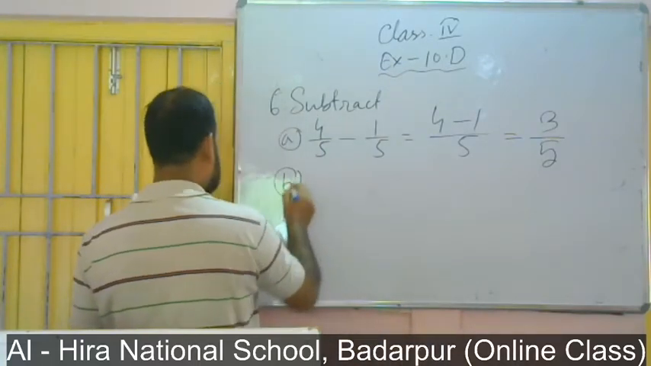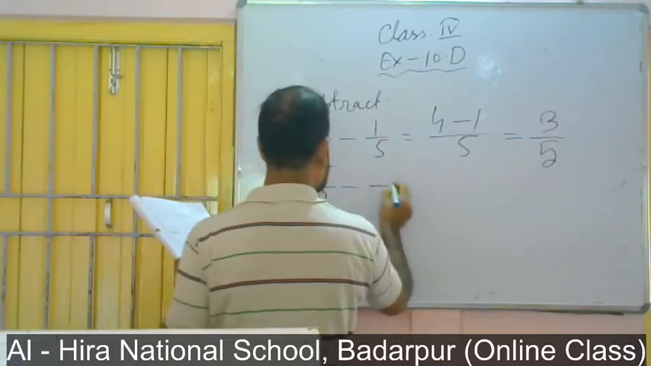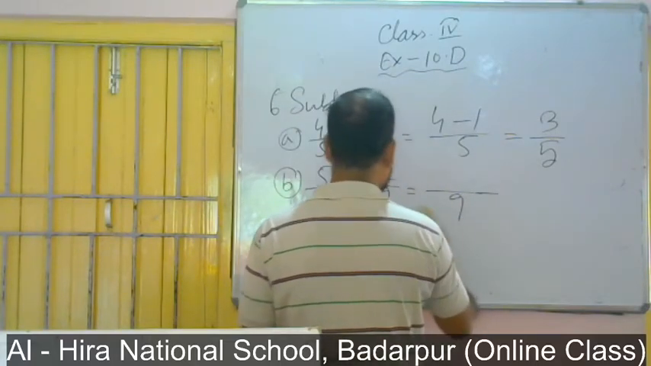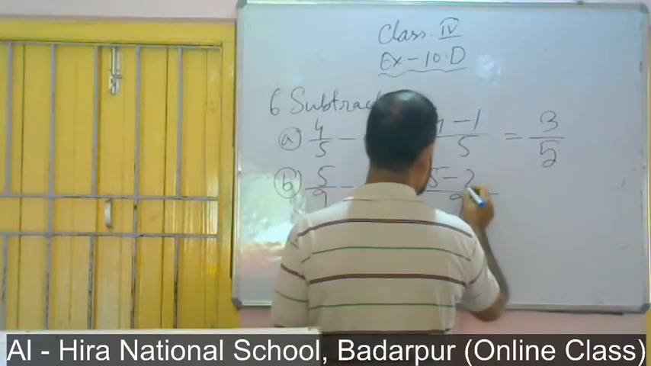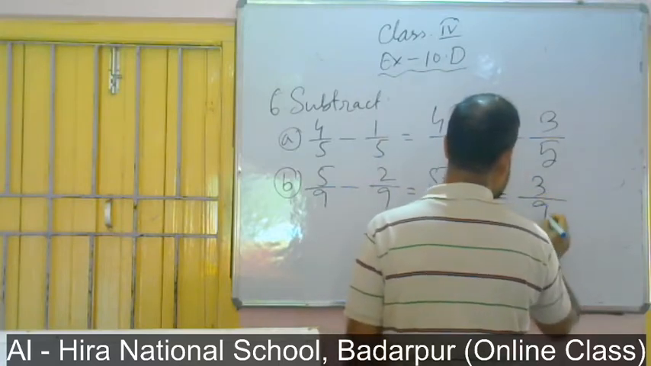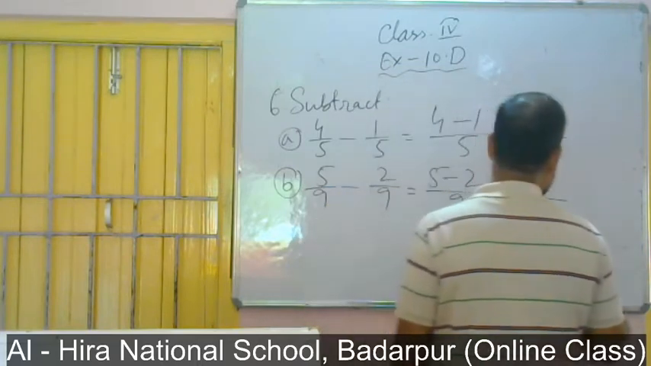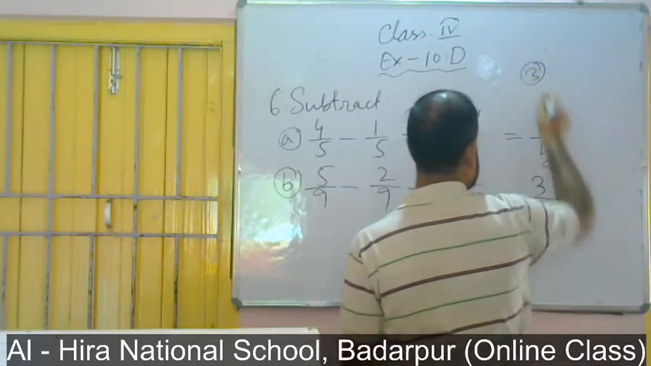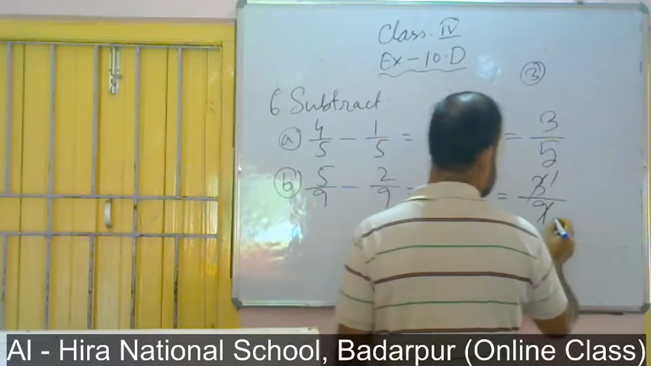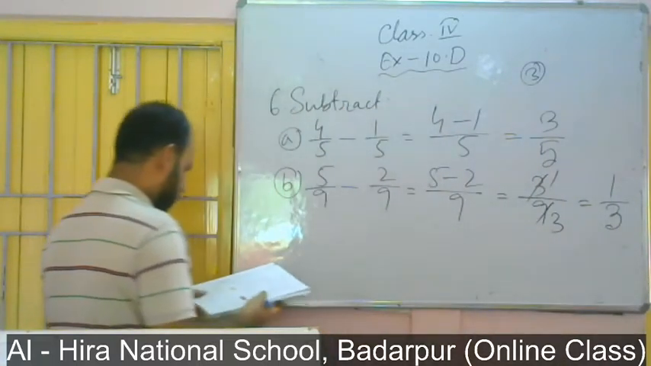Next, question number B. 5 by 9 minus 2 by 9. So here the common denominator is 9, and 5 minus 2 is equal to 3 by 9. The highest common factor of 9 and 3 is 3. So 3 1s are 3 and 3 3s are 9. Answer is 1 by 3.